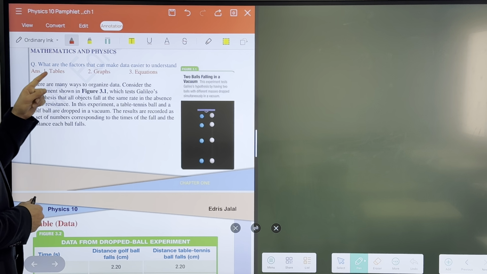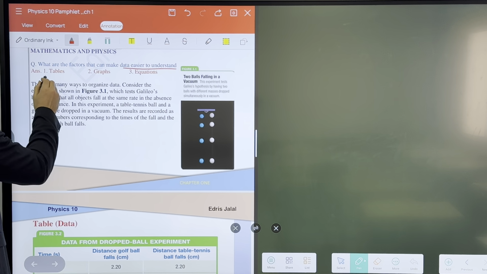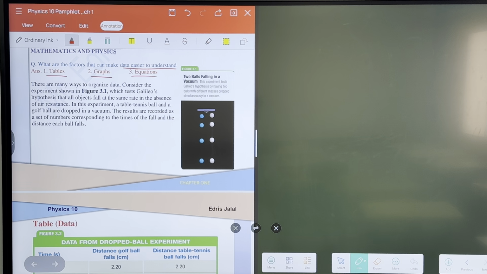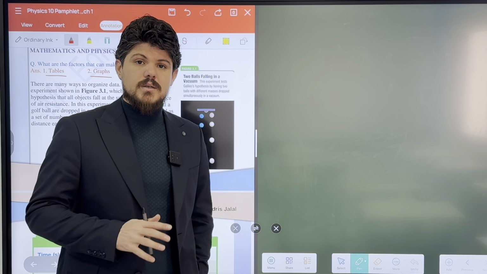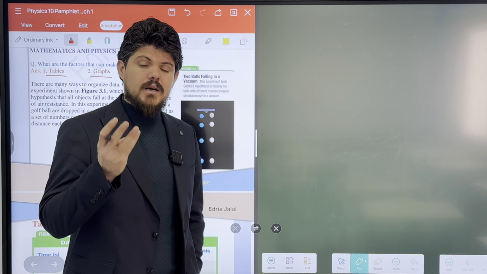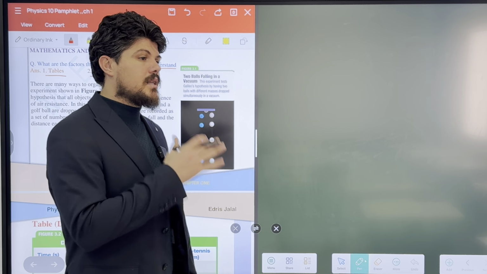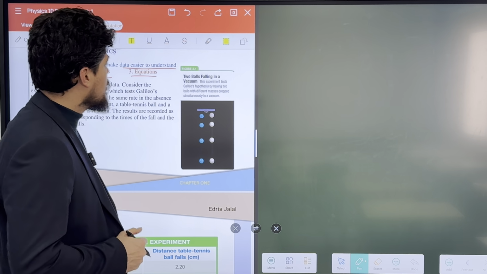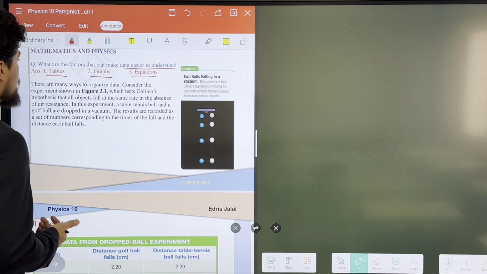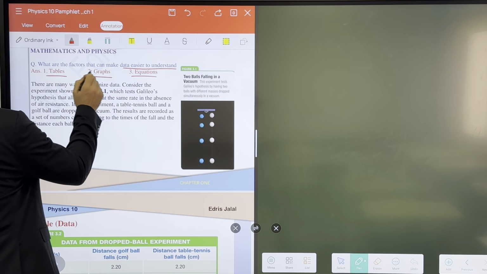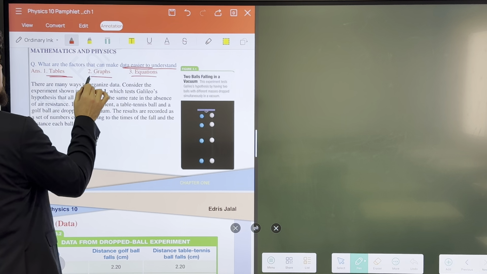What are the factors that can make data easier to understand? Table, graph, equations. These three factors are very important for doing experiments in physics, chemistry, or any other science. Without data tables, graphs, and equations, we cannot conclude and we cannot get the result. Once again, listen carefully, guys. How many factors do we have that can make data easier to understand? 3: table, graphs, equations.